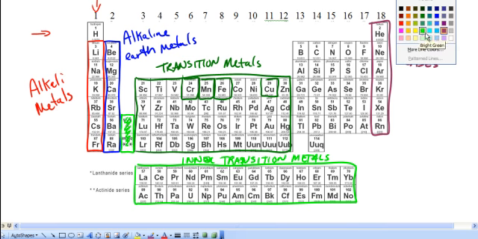All right, moving over one column to the left from that. Let's change up colors. Let's go orange with this one.